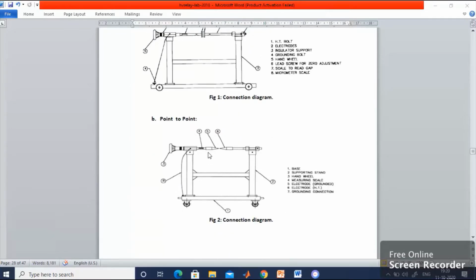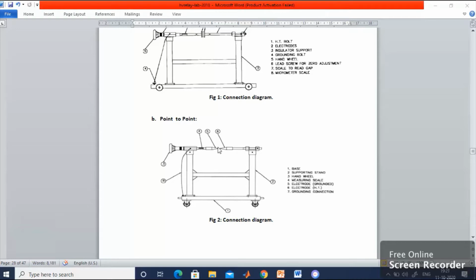Similarly, as you can see, this is a point to point combination. This is also one of the uniform configurations. These two are the uniform configurations. In spite of that, if I connect any plane, it becomes plane to point. That combination is known as non-uniform configuration. That is also what we are going to do.